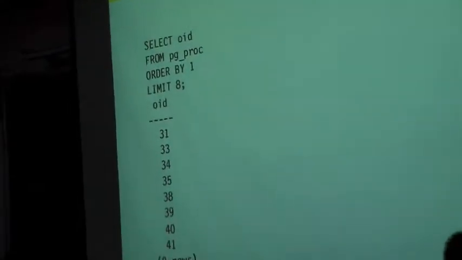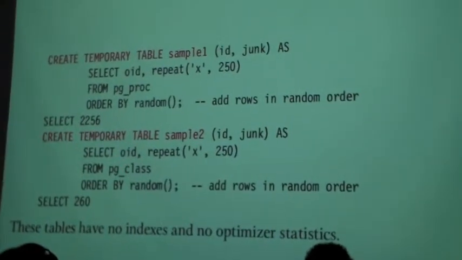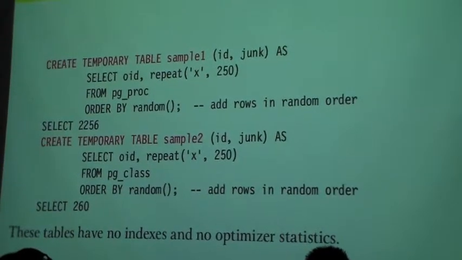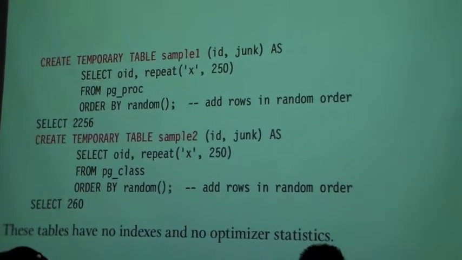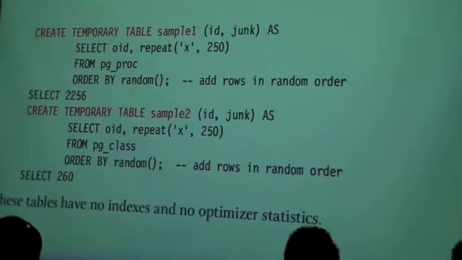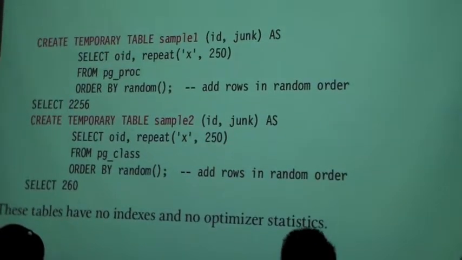Okay, so we're going to have to create another sample table. This time I'm going to pull some rows from PG proc that happen to be numbers. I'm going to create a sample 1, which pulls rows from PG proc. And then I'm going to create another table called sample 2, which pulls some OIDs from PG class. Again, nothing super exciting. This is in that SQL file. I'm going to start out with no indexes and no statistics. Okay, so I'm starting with absolutely the worst case that we could do, right?